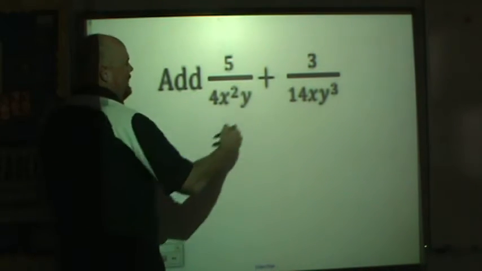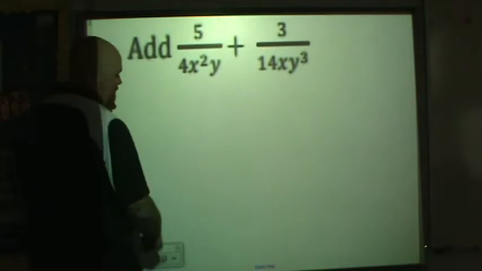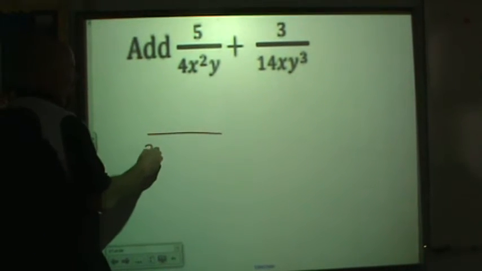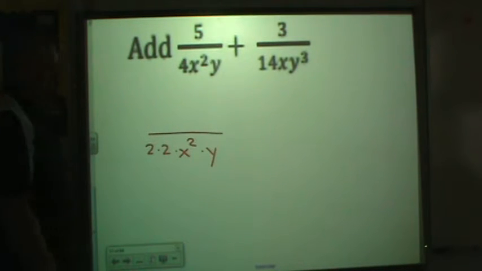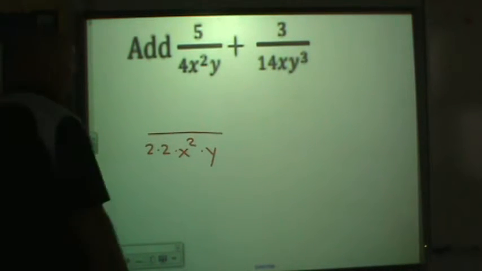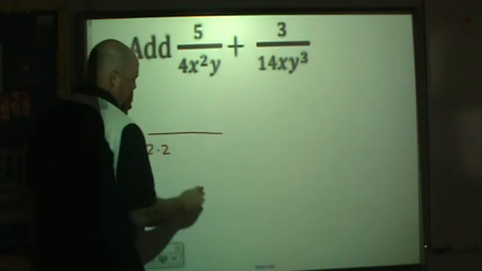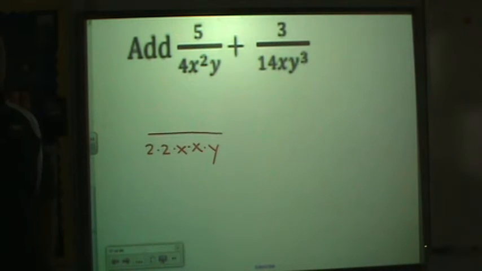Finding a common denominator here, like we said above, let's write the factored form of these denominators. The prime factored form of this denominator is 2 times 2 times x squared times y. Now I could write x squared as x times x, and that may help, okay? In fact, why don't I do that? You don't have to, but it may help for those of you that are still struggling with this concept. That is the prime factored form.